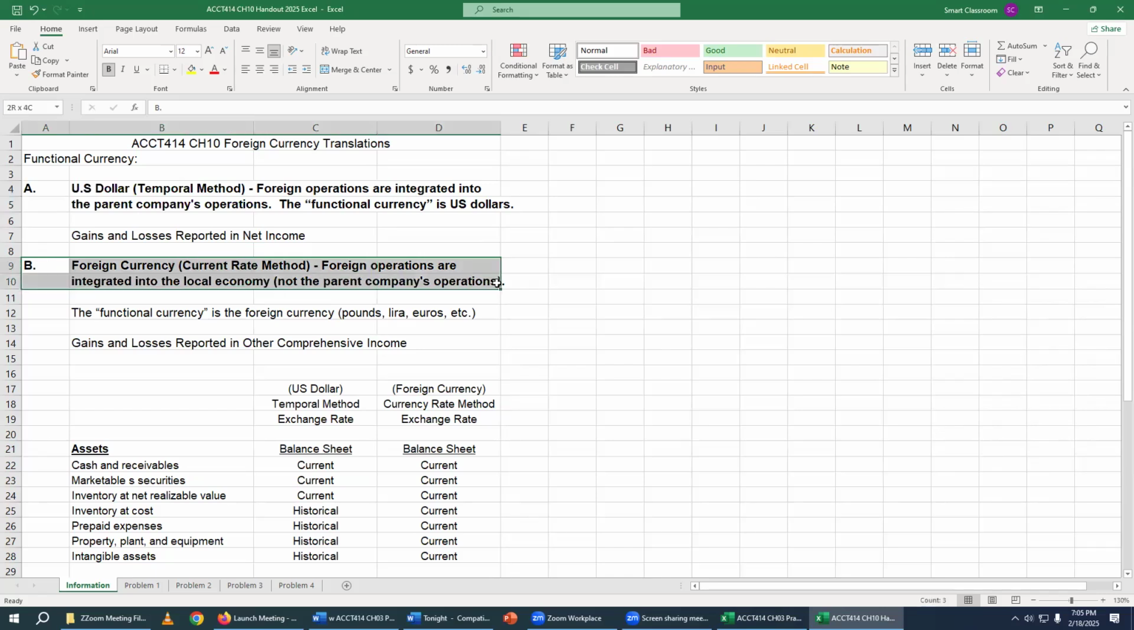This one is where we just leave it in foreign currency, and we leave it in whatever country it is. We leave the money over there. So if it's Australian dollars, we leave it in Australian dollars.